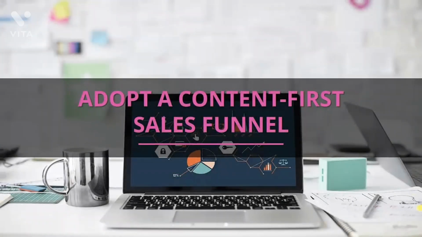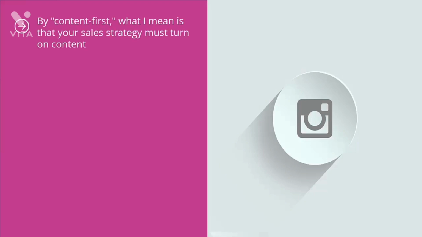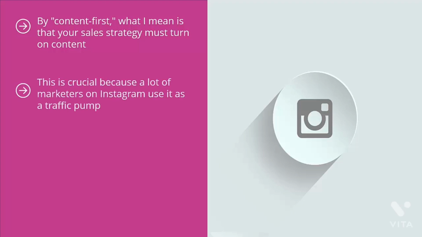Adopt a content-first sales funnel. By content first, what I mean is that your sales strategy must turn on content. In other words, you use quality content to qualify the traffic you get from Instagram so they are more likely to become paying customers. This is crucial because a lot of marketers on Instagram use it as a traffic pump. That's all it is to them. It's just a place where they can get clicks. And if those clicks do not turn into buyers, no big deal. There's more where that came from.